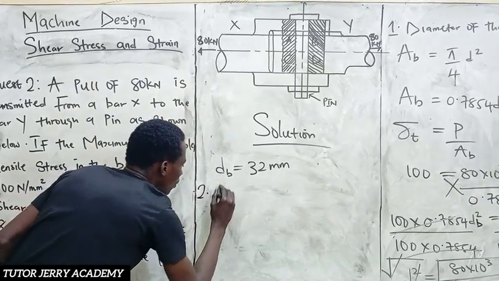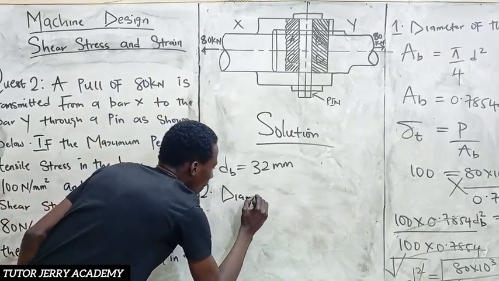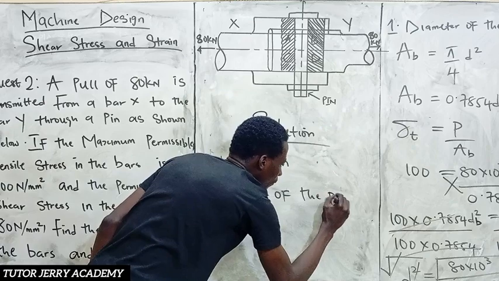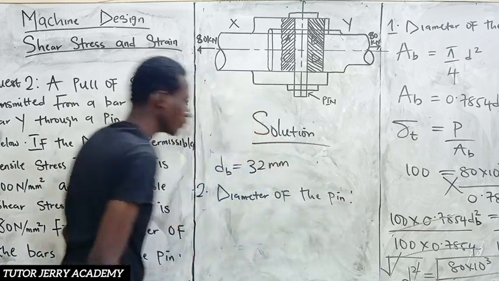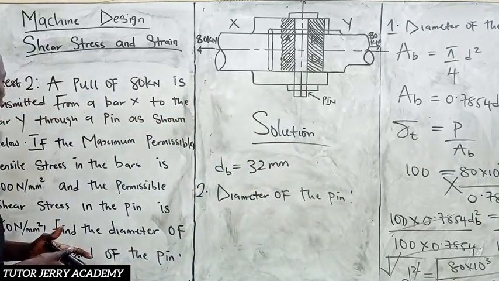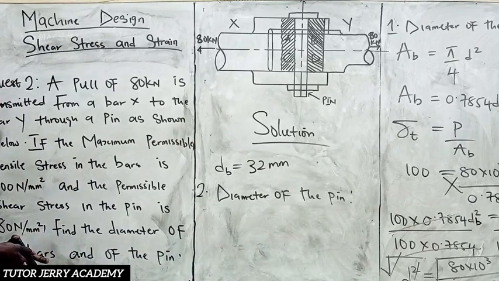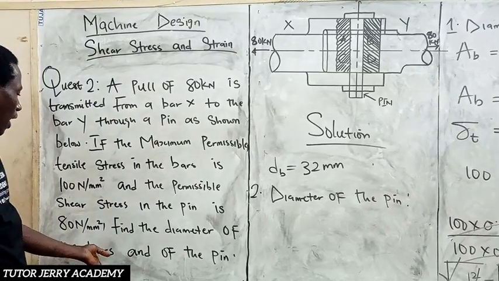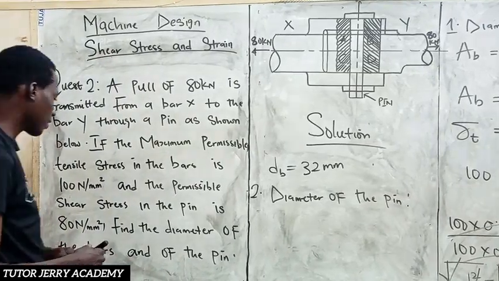So number 2, we have the diameter of the pin. Now, in order to get the diameter of the pin, we are going to be looking for the area. First, we are going to be looking for the area of this pin. How do we do that?